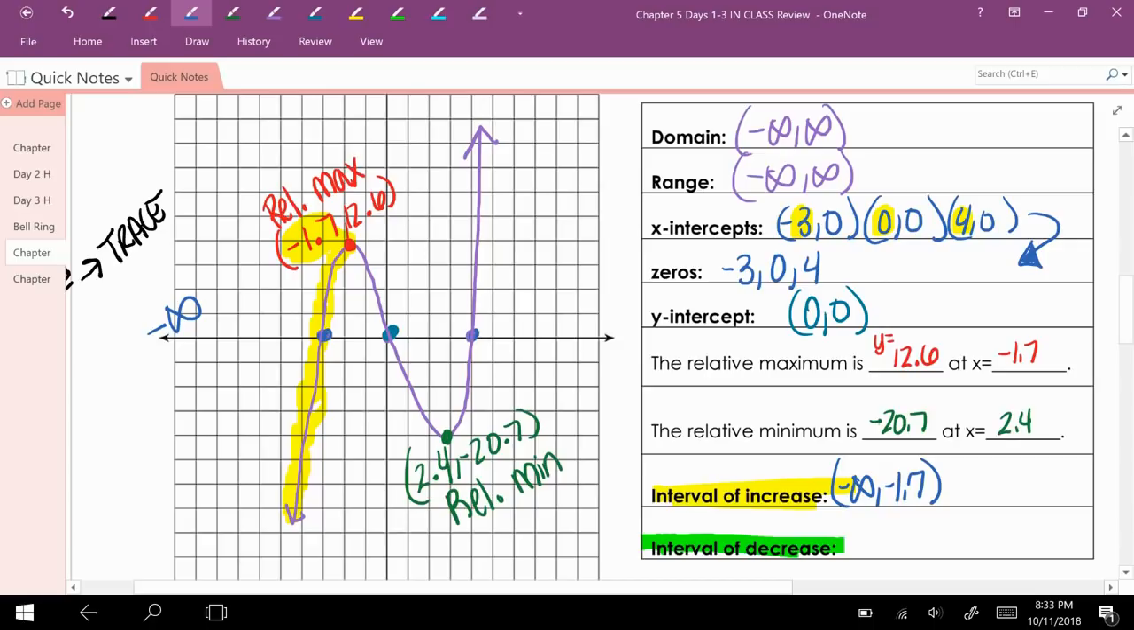Where I stopped at negative 1.7 is where I now begin to decrease, because that's what the max and the min do. They change the direction of the function. So I'm going to now start to decrease from negative 1.7, and hit at 2.4. Okay, so I have negative 1.7 comma 2.4.